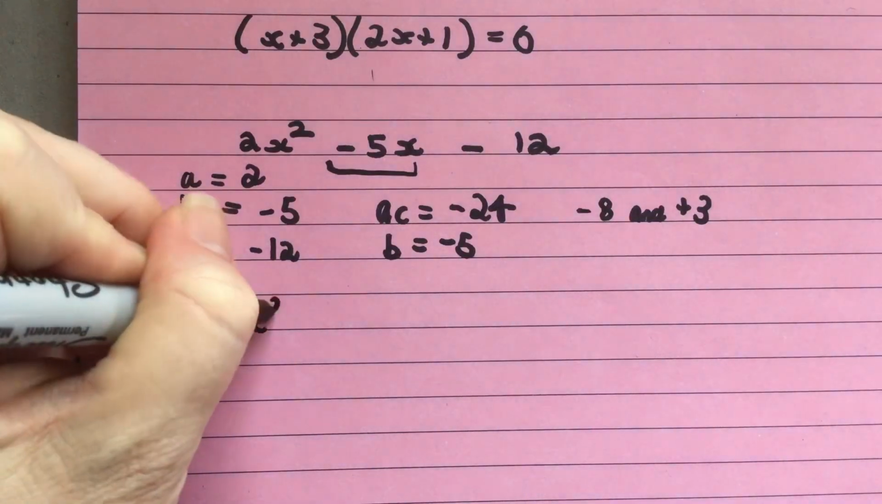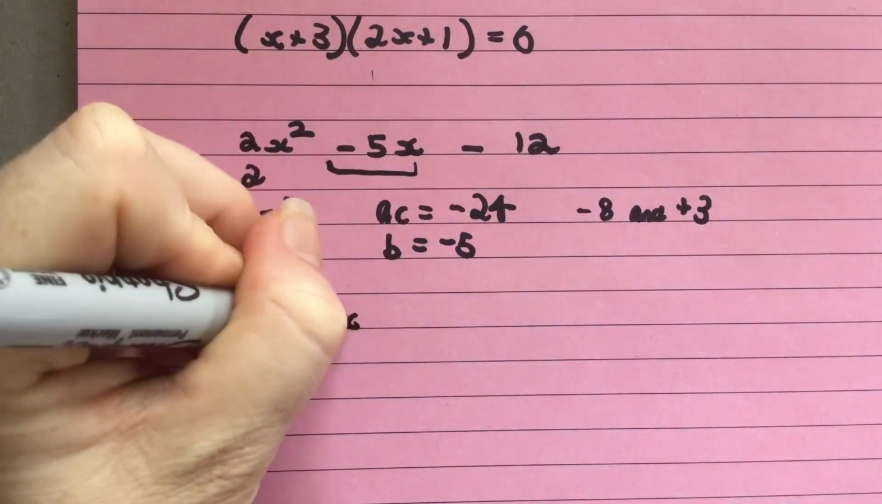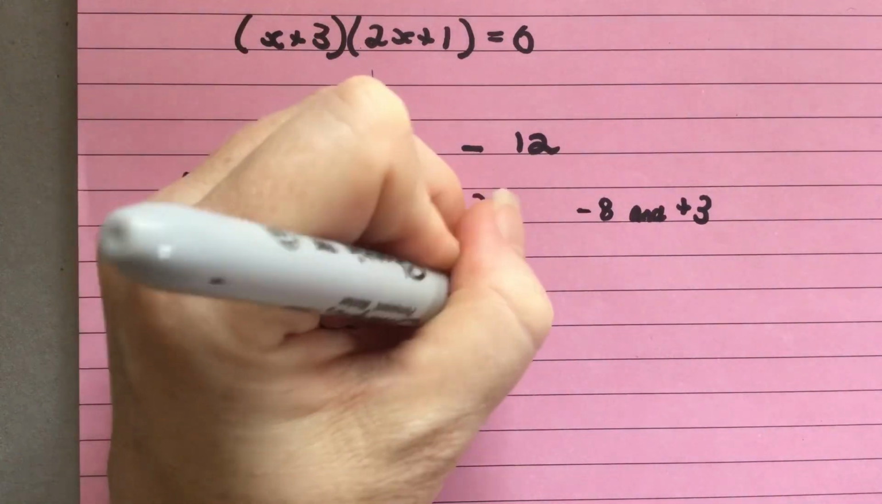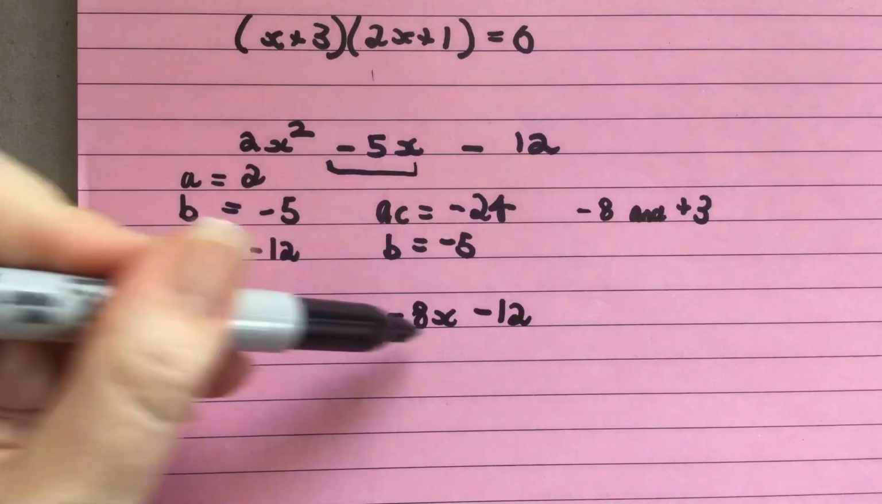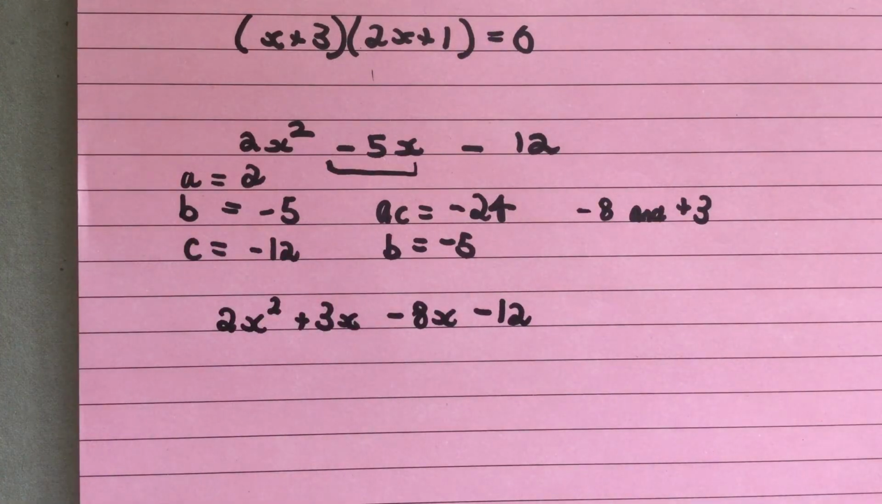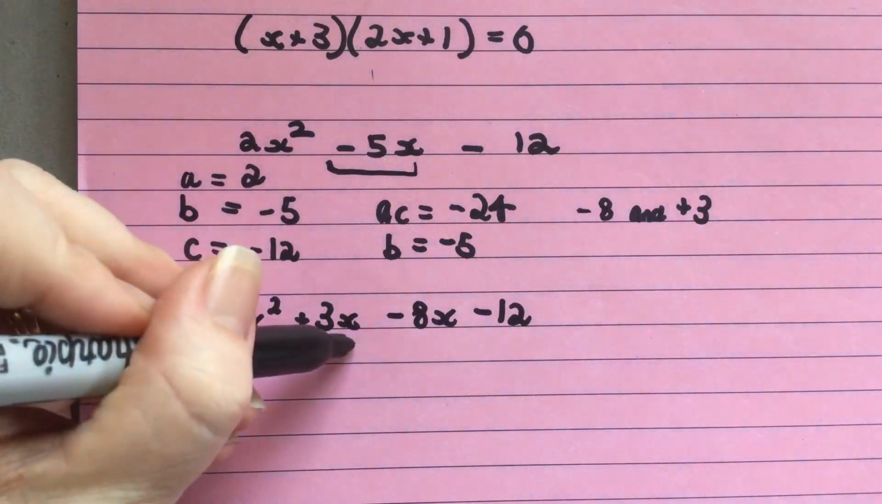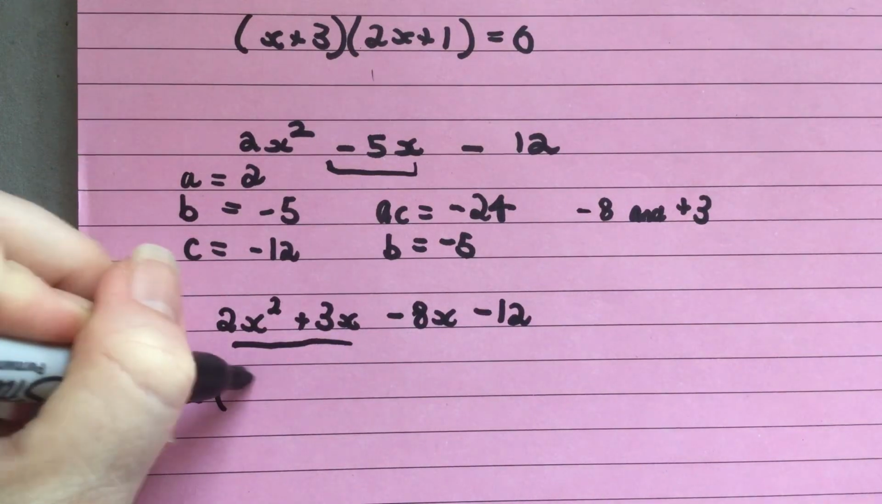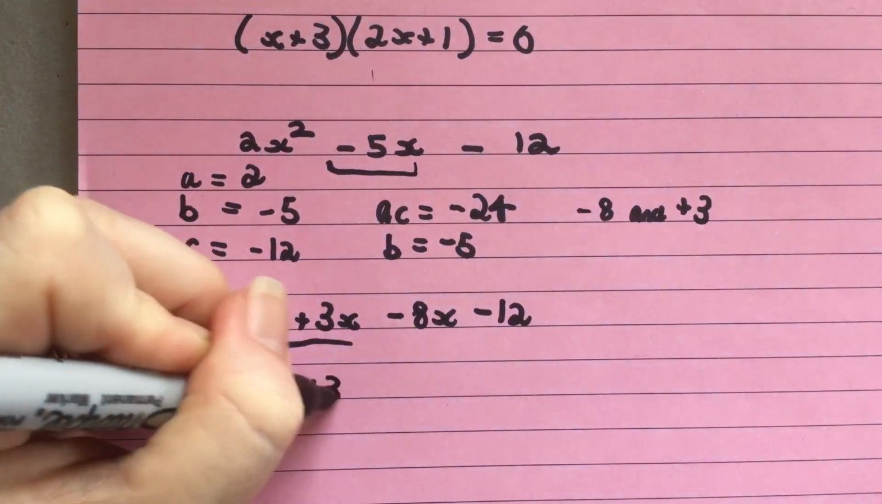So we've got 2x squared plus 3x, take 8x, take 12. And as I said, you could have put them in the other order and it will still work out the same. So looking at the first two terms again, they have a common factor of x. So in my bracket will be 2x plus 3.